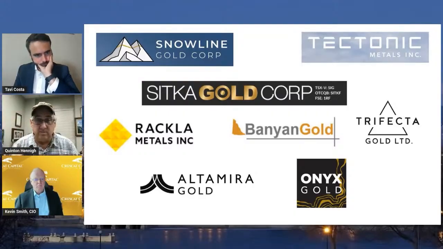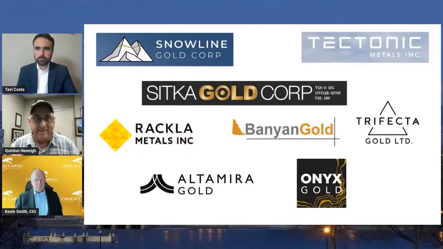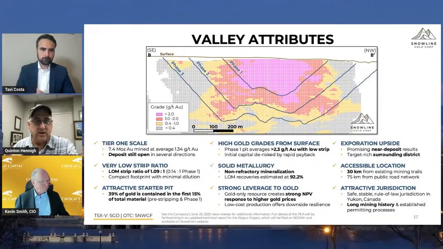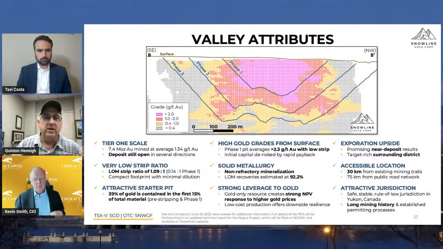It's going to be a major gold discovery that can be built into a tier one asset by a major gold mining company. All right, so I'm going to go through these real quickly. Let's go to the next slide. With Snowline, this one slide they have in their deck, I think, sums it up. It is tier one scale. You can read all these bullets. I don't want to sit here and read all of the slides.